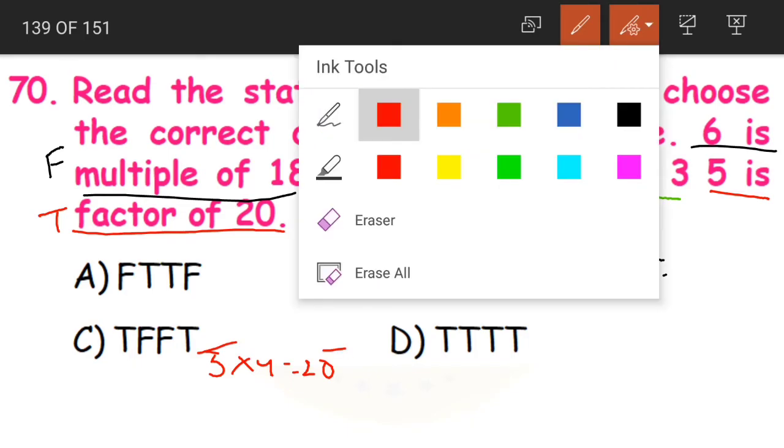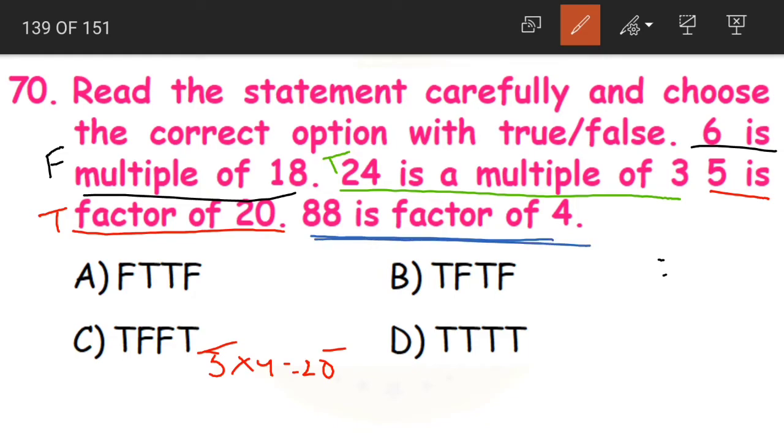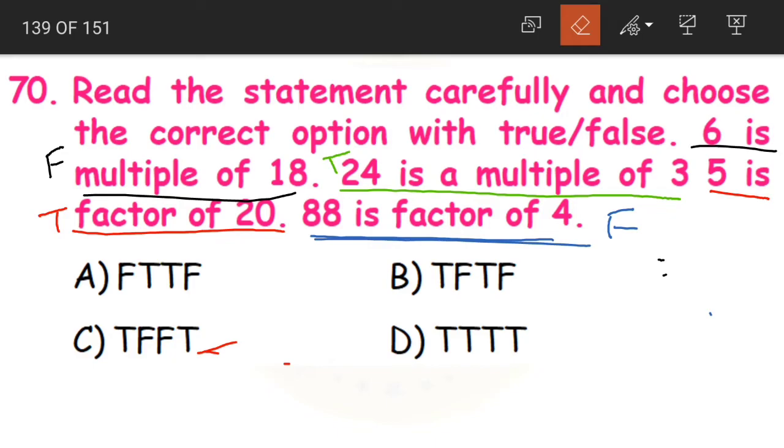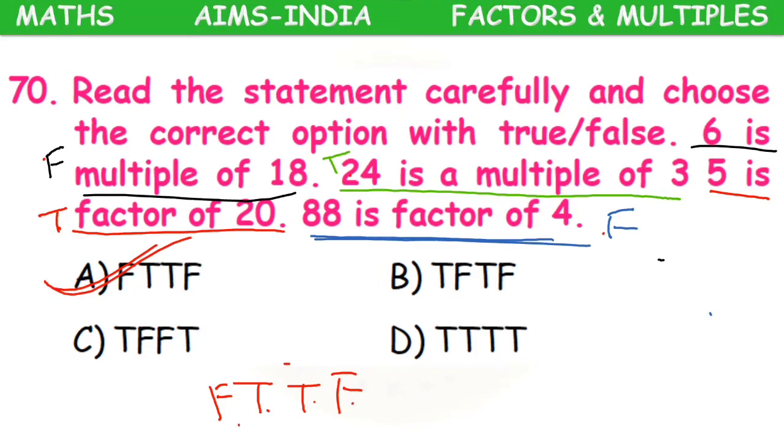And lastly, for statement 4 we have 8 is a factor of 4. Now see, children, the factors of 4 are 1, 2 and 4. Now is 8 in this list? No. 8 is not a factor of 4. So that is false. Now what is the code here? I mean, what is the correct option? First one is false, then we have true, then we have true and then we have false. FTTF, option A is our correct answer.